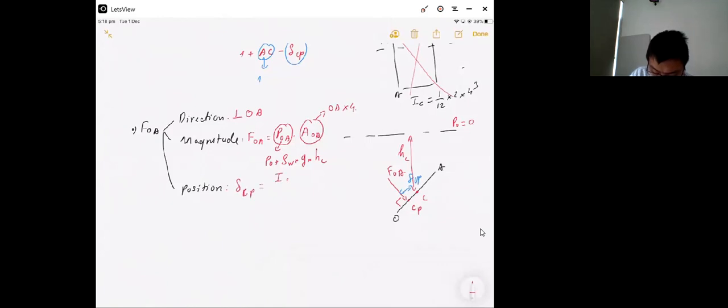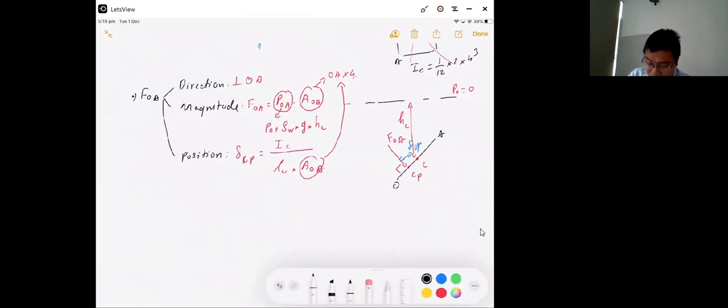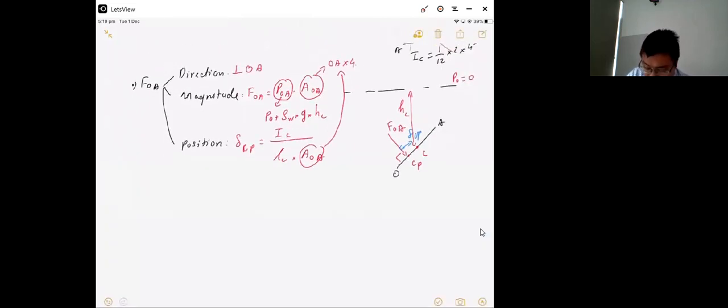With delta CP equal to IC divided by LC times area OA. Area OA. Okay. With area OA here, you got it. This one, IC. We have the same shape with the AB is the rectangle, but this one is OA, and this one is 4 meter long. Okay, so IC will be equal to 1/12 times 4 times OA power 3.